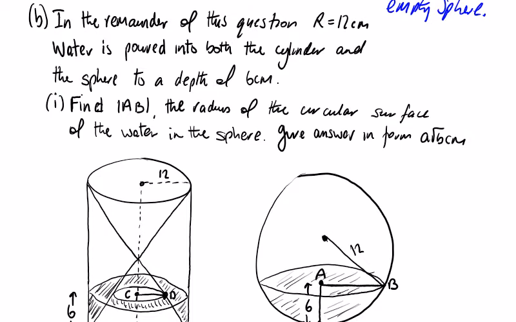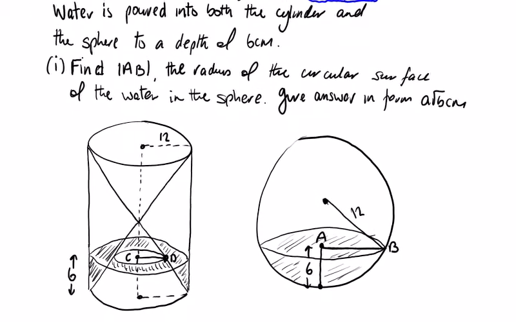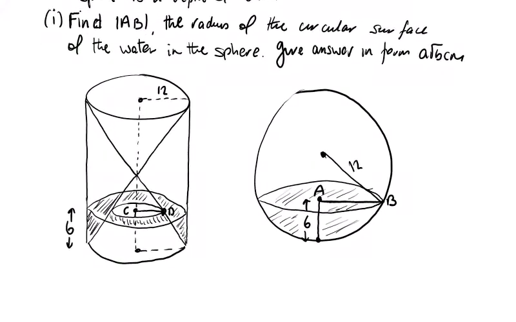In part B of this question, you're told for the remainder of the question, r is equal to 12. Water is poured into both the cylinder and the sphere to a depth of 6 centimeters. Find AB, the radius of the circular surface of the water in the sphere, and give your answer in this form: a root b centimeters. So we're looking for this one here.